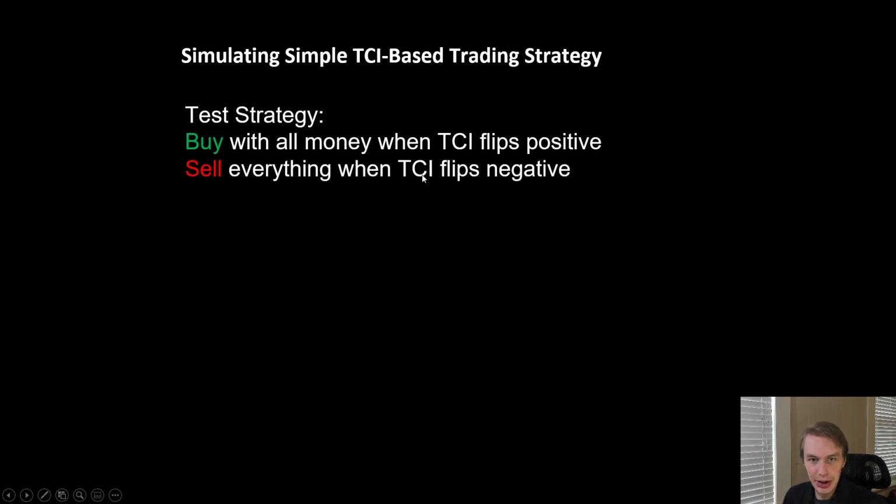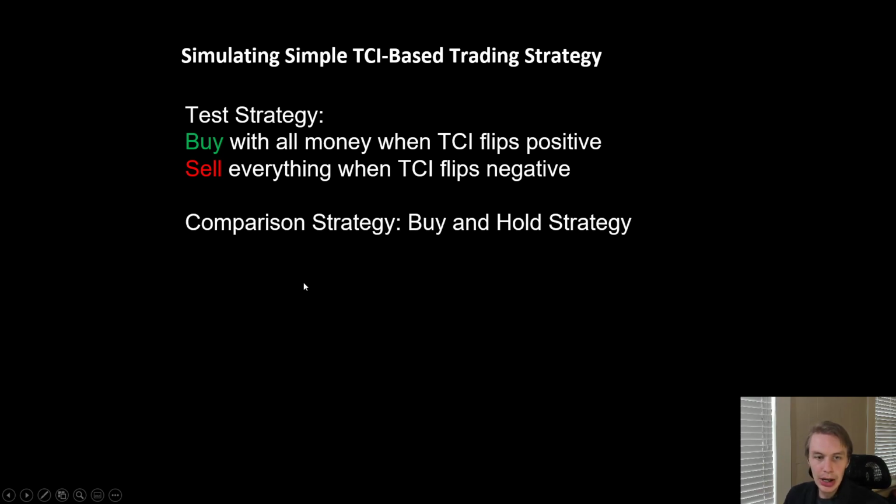And then you sell everything when the TCI flips negative. So buy when it's positive, sell when it's negative. And we're just going to do everything, no hedging, no holding back any money, just all or nothing for each of those signals when they happen. So the comparison strategy then is just going to be a buy and hold strategy.